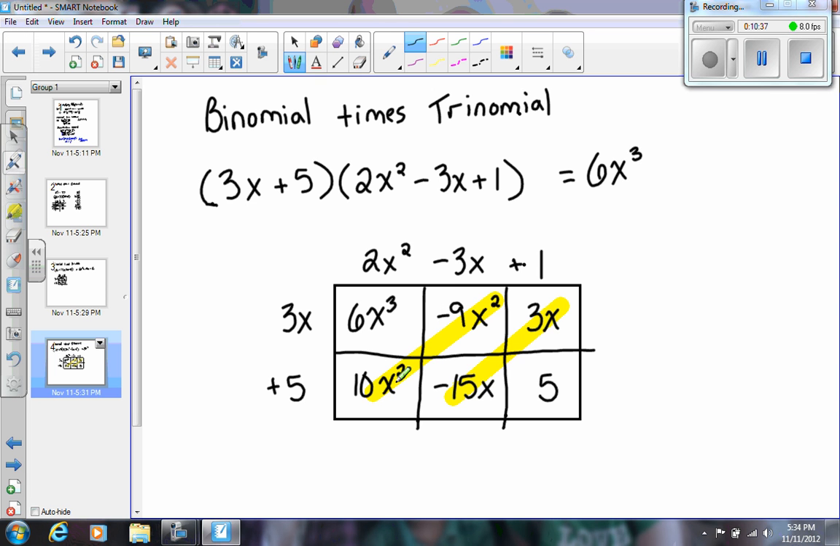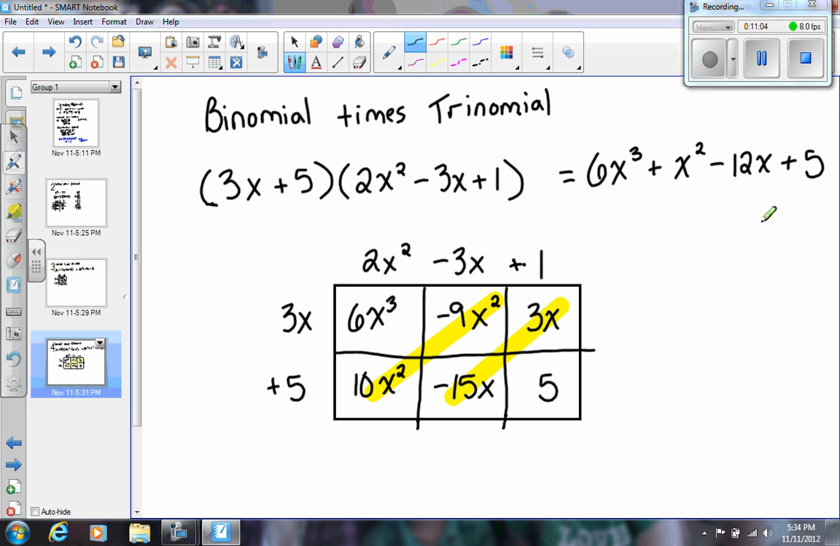I have a 10x squared minus a 9x squared. So 10 minus 9 is 1. So I have 1x squared, or I could just say x squared. You can put the 1 there if you want. Then I have a negative 15x plus a 3x. Well, negative 15 plus 3 is negative 12, so that gives me negative 12x. And then the 5, there's nothing to combine with, so it's just plus 5. And that's my answer.